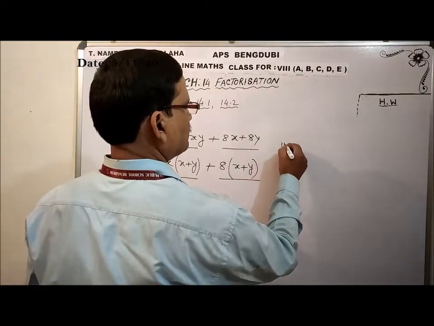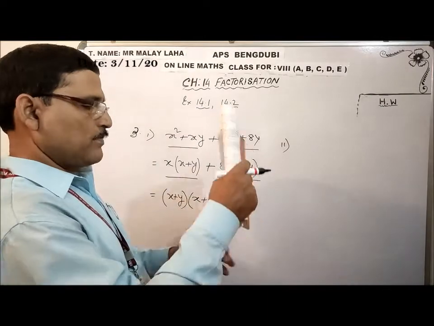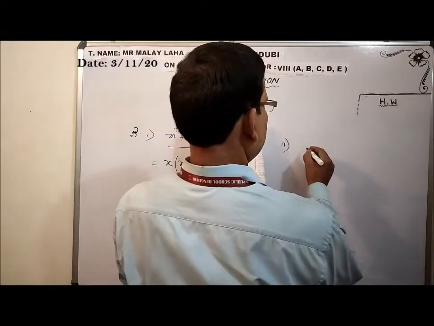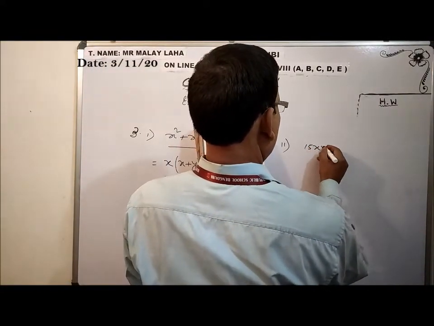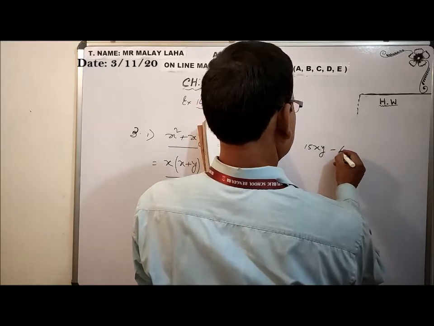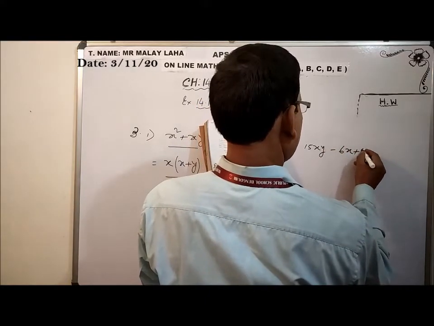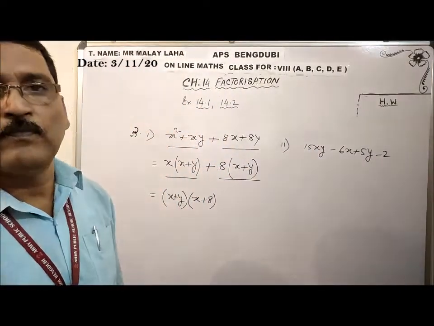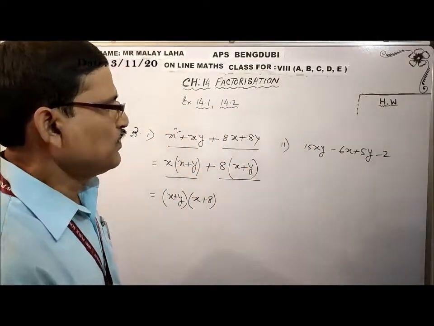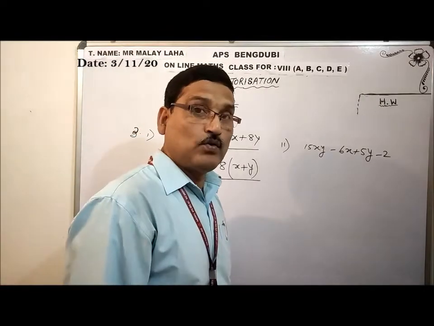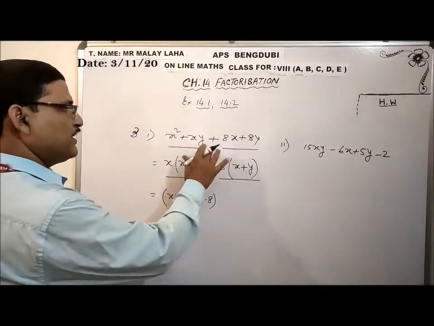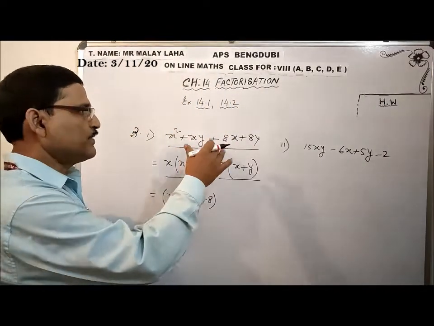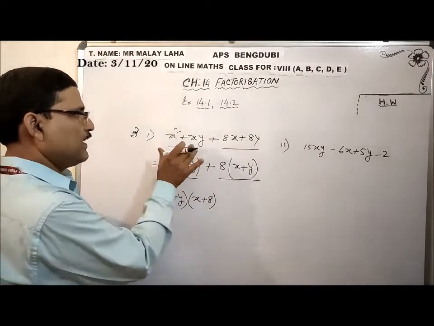Number 2 is 15xy minus 6x plus 5y minus 2. Clear? What will you do? Regrouping. I told you regrouping. It is already to some extent in regrouping form, so you just have to group it.